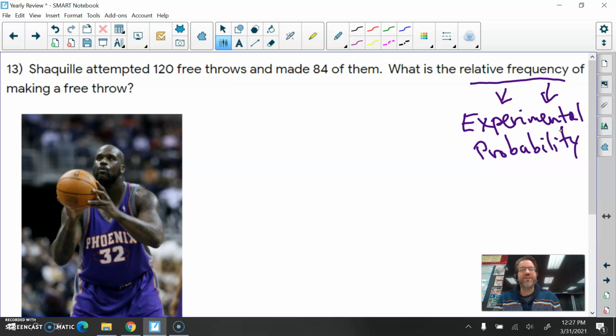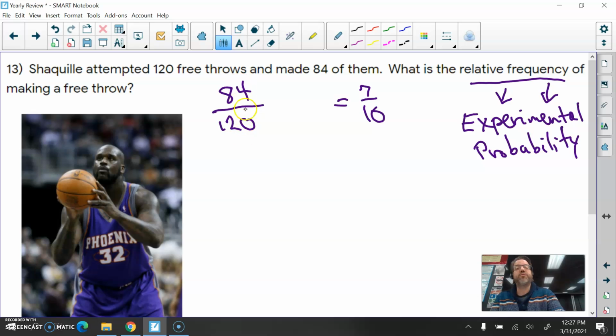He attempted free throws. All right, so he made 120 attempts. He made 84 of them. I can write that as a ratio, 84 out of 120. Okay, now if you want to figure out then what is the relative frequency of making a free throw, that's it, 84 out of 120. Now that's fractional form. I could simplify that too, which would be what, like 7 out of 10 if you simplify it.